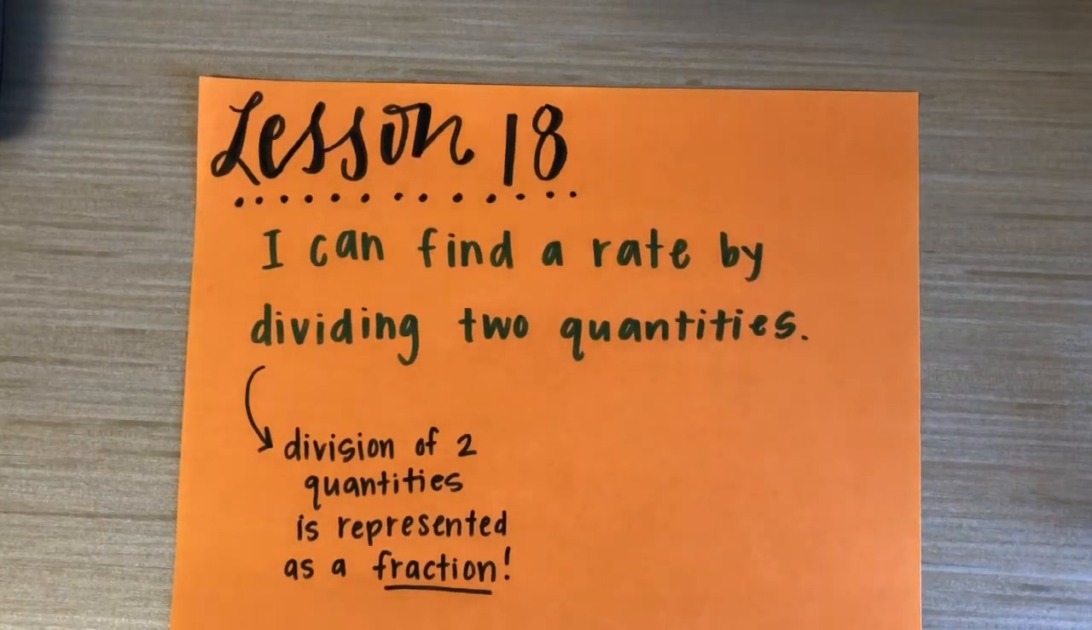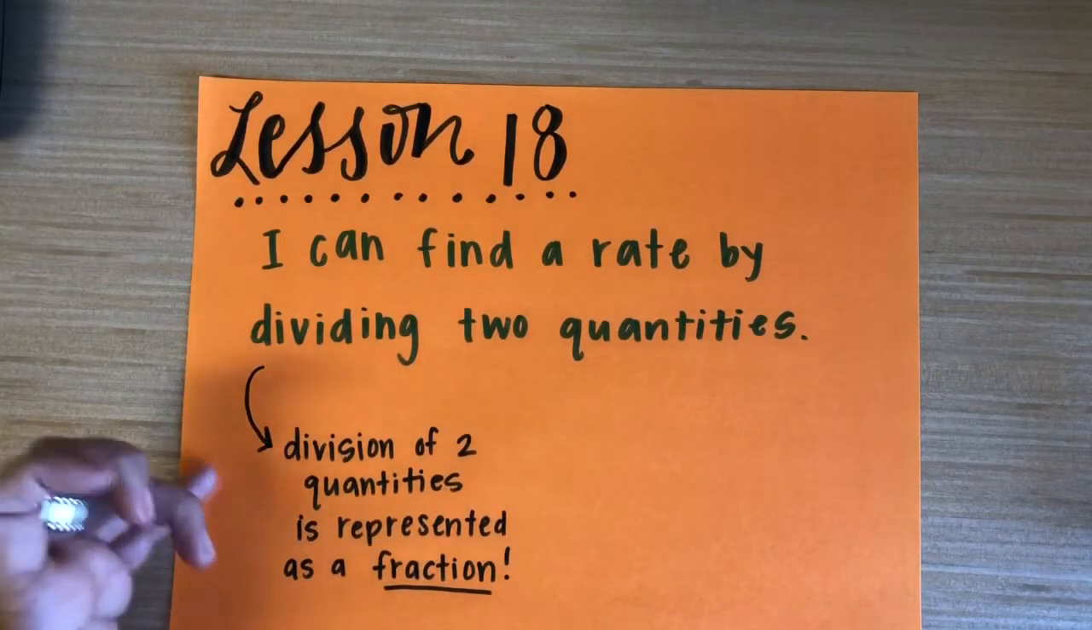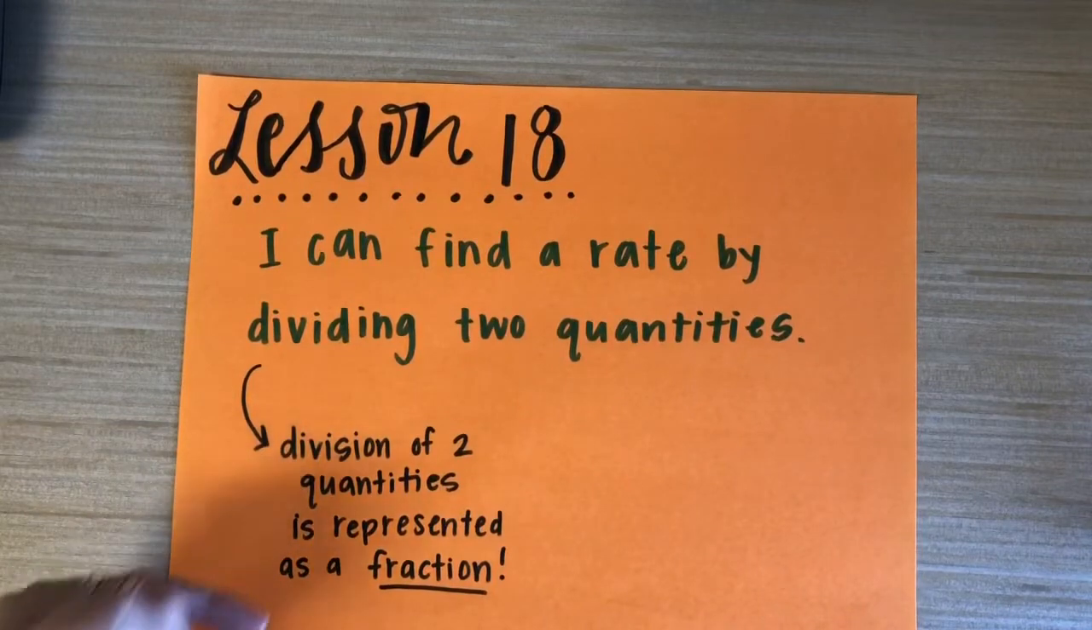Okay guys, today is lesson 18. Our content goal for this lesson is I can find a rate by dividing two quantities. And although it says dividing, what we're actually going to be doing today is going to look more like multiplication because the division of two quantities is represented as a fraction.